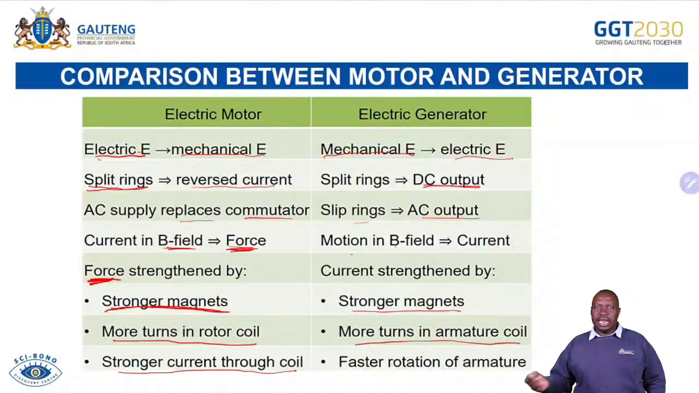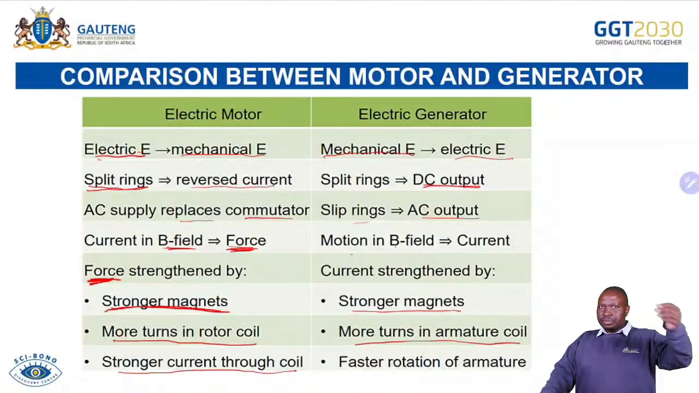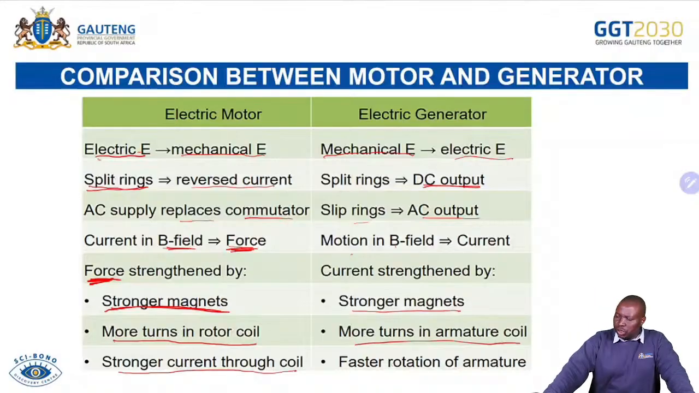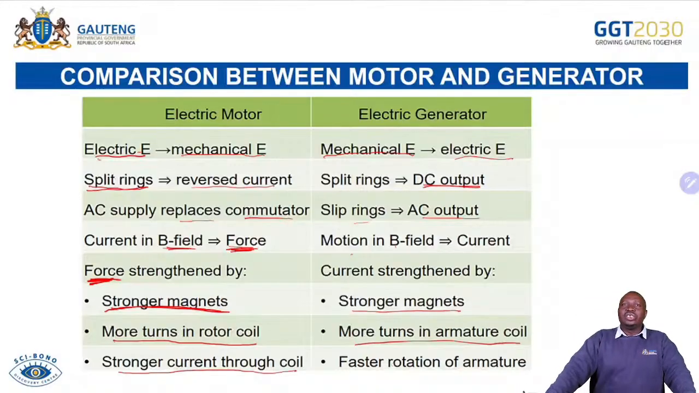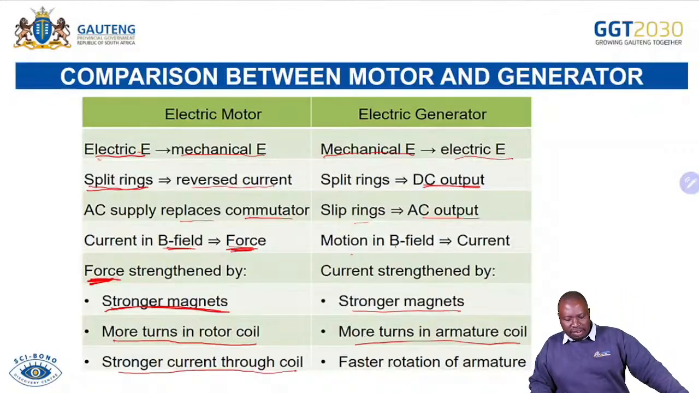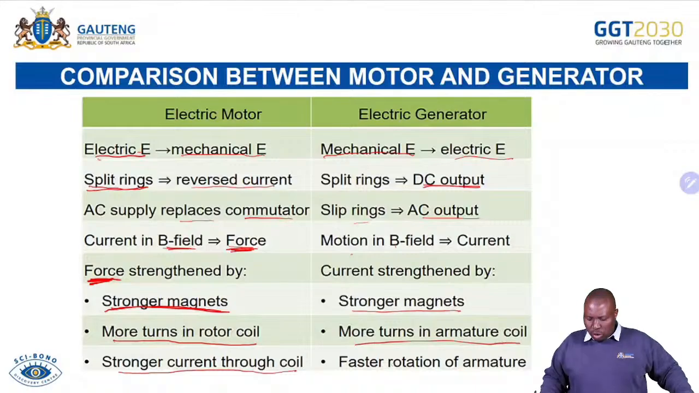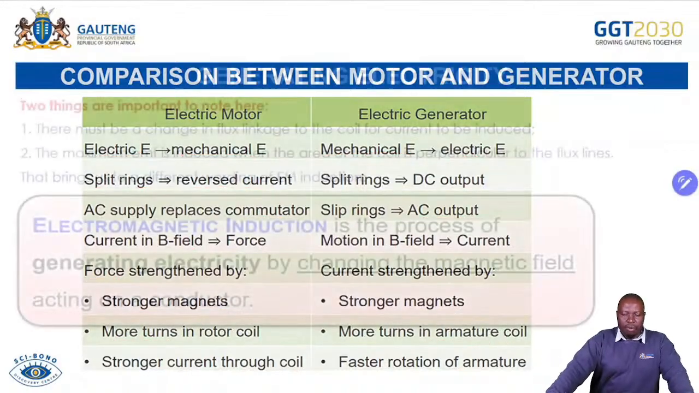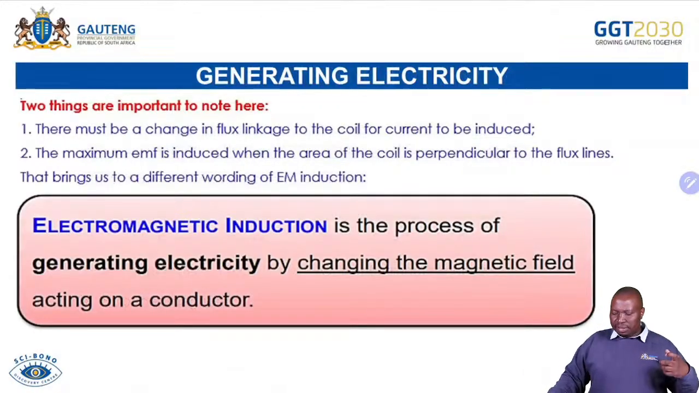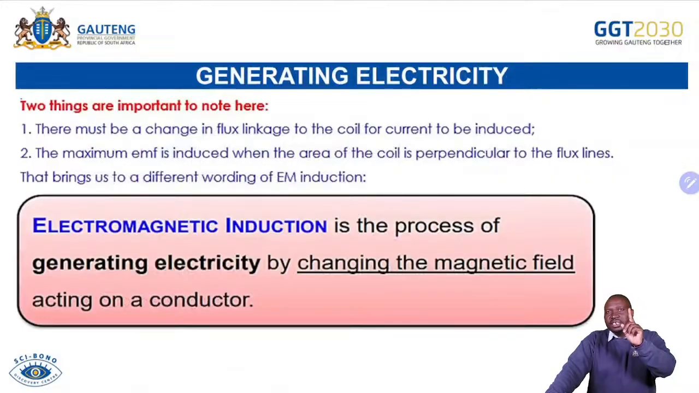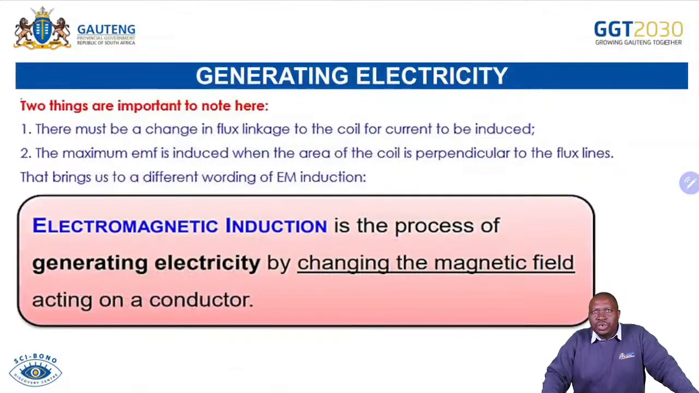You'll find a question that asks you, how can you increase the induced current or the induced EMF? You must know that I must use stronger magnets, I must have more turns in the armature coil, and I must have faster rotation of the armature. I hope we are moving together and you are starting to appreciate this section, and that this is where you must work and do many questions and be able to get this correct. And there are two things that are important to note here.